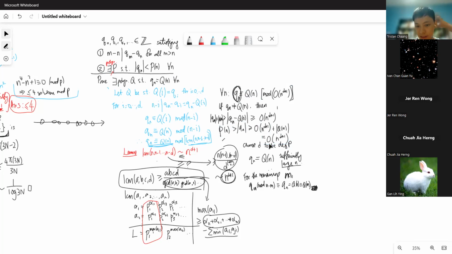So that means that Qn must be equal to large Qn for sufficiently large n. So at some point onwards, this is true for all n. But then for the remaining finitely many numbers, you can just prove it very easily like that.